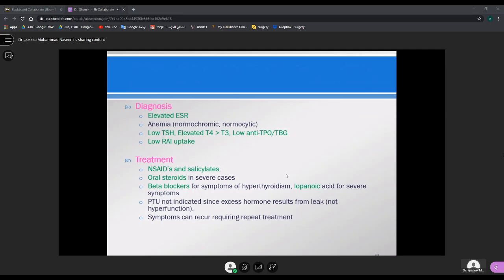Treatment: non-steroidal anti-inflammatory drugs and salicylates for local painful symptoms. Oral steroid is required in severe cases. Beta blocker will be required for symptoms of hyperthyroidism. Iopanoic acid for severe symptoms. So these are useful if the patient has secondary thyrotoxicosis. Propylthiouracil is not indicated because excess hormone results from leak, not hyperfunction. Symptoms can recur, requiring repeat of treatment.